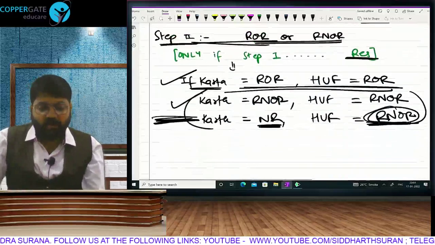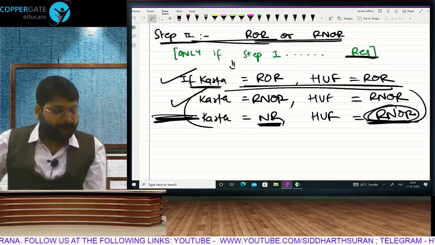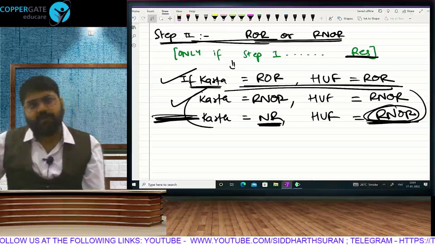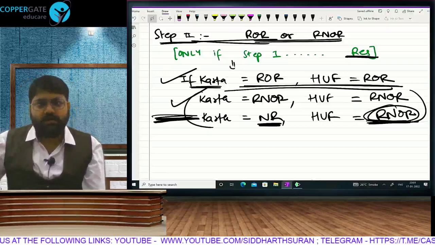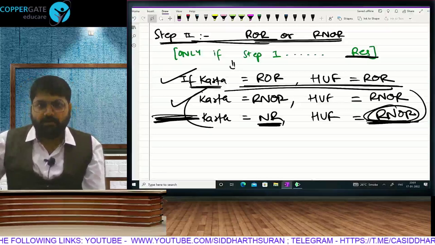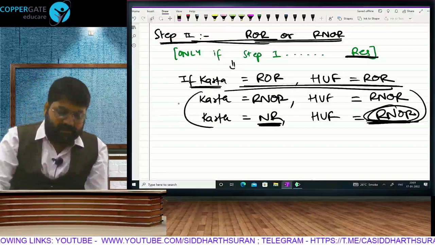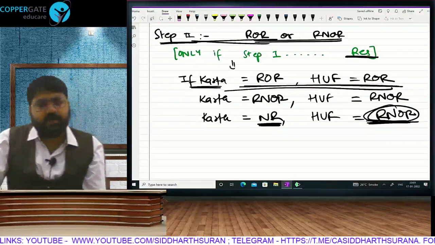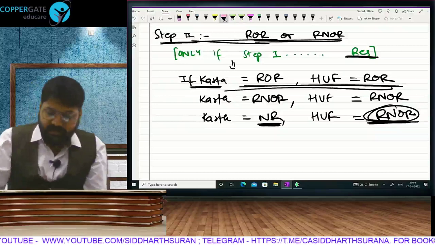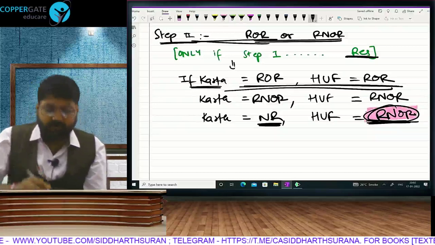Ordinary it will become only if Karta is also ROR. Understood? That's the residential status of HUF. In this, this one area where you can go wrong, be careful about this.